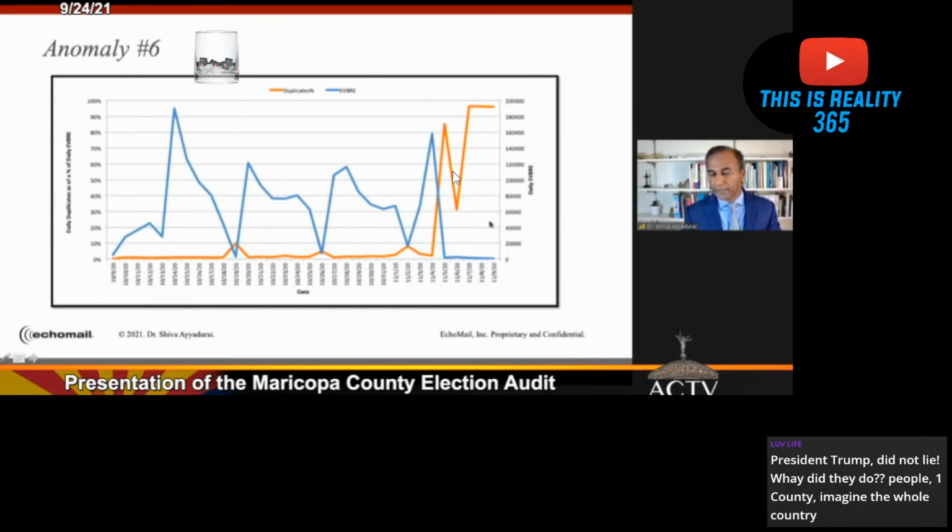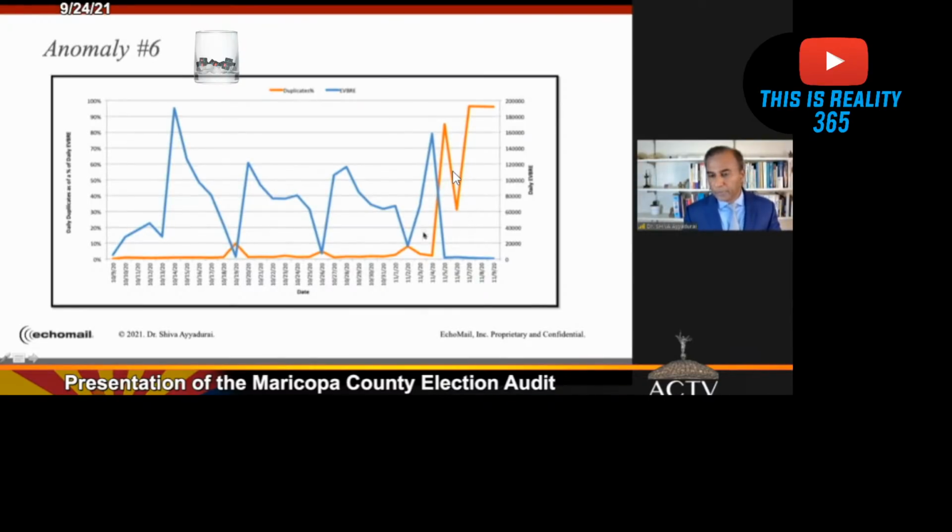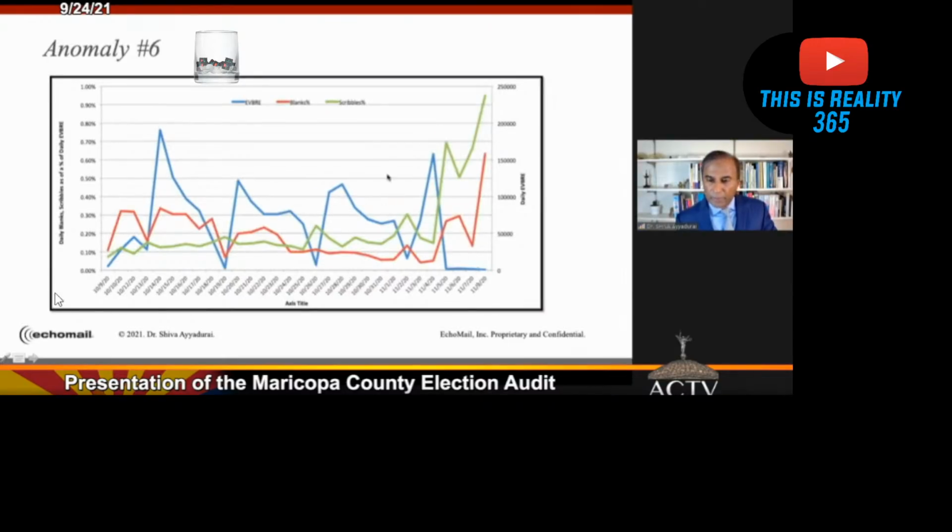In fact, the area under this curve is close to 30%. 25 to 30% of the duplicates came in between November 4th and November 9th. And that motivated us to also, on the same plot, drop the blanks and the scribbles. And you see the same phenomenon there.